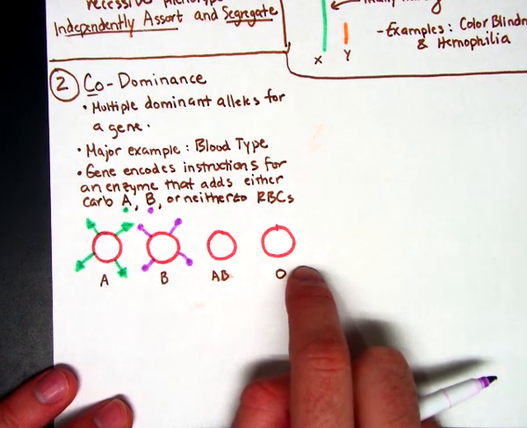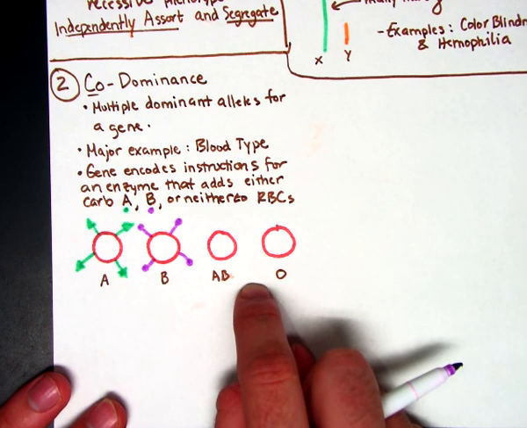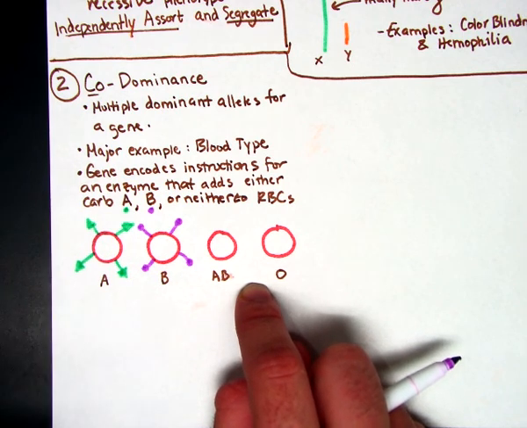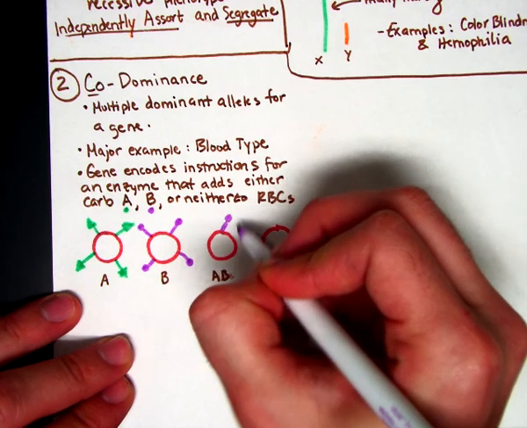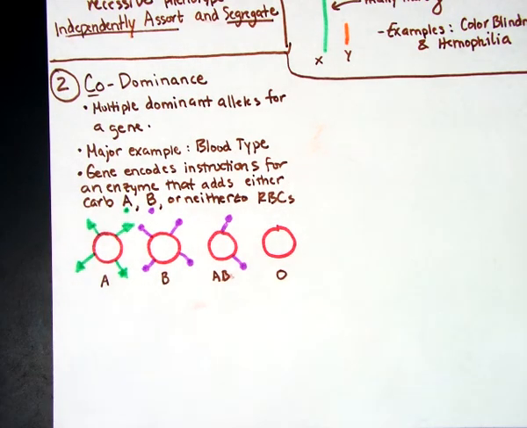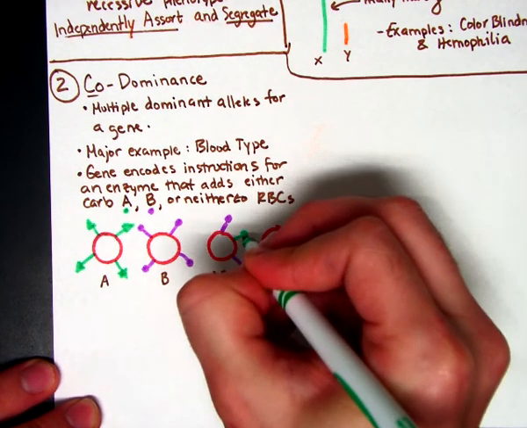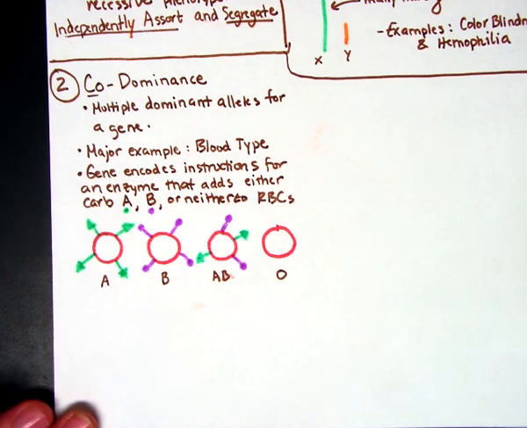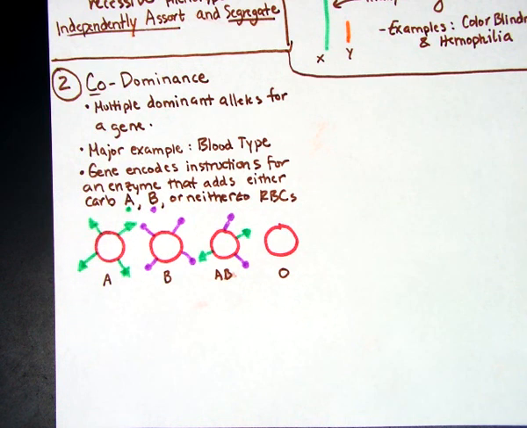Now here's where the codominance comes into play. If you inherit the allele for type A and the allele for type B, neither one of those is recessive to the other. You actually get both carbohydrates on your red blood cells. So that's what's meant by codominance: both alleles are expressed in the individual. There's not a recessive or dominant allele. Okay?